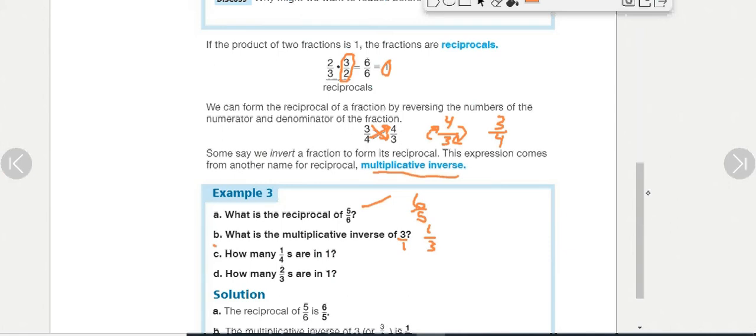Now, this throws some people sometimes. It's a reciprocal question. How many 1/4s are in 1? There are 4 1/4s in 1, because 1/4 times 4 comes to exactly 1. How many 2/3s are in 1, though? You don't just say 1. You have to use the reciprocal.